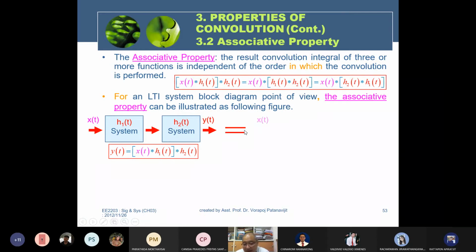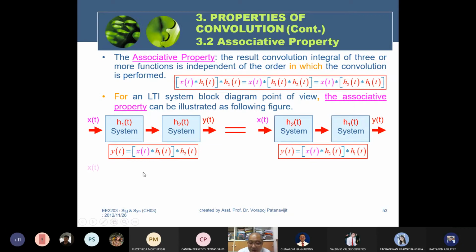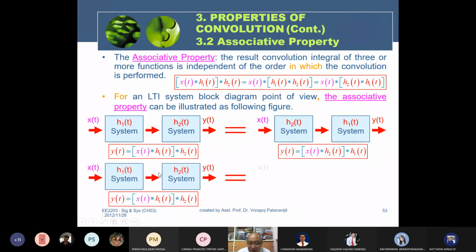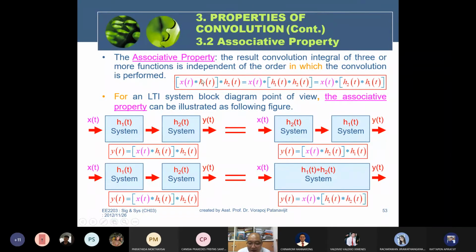In this case, for the commutative property, it means you can take S2 first and process S1 later, or you can merge S1 and S2 into a single system. The associative property can be used to compute the convolution result, but it cannot be used in the real physical world.